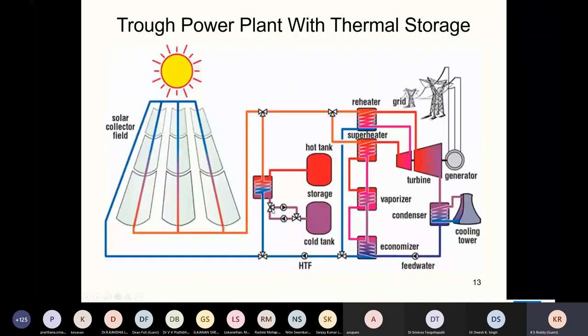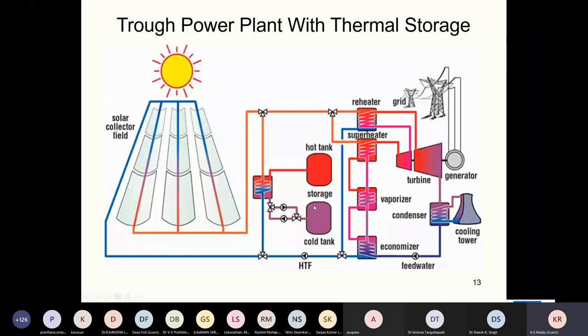Then if you take a typical thermal power plant with storage, there's a parabolic trough collector, but you can integrate with hot and cold tanks. During the daytime it heats up the hot tank, and during night time it reverses the flow. So the cycle is also reversed, so that it can be operated in the night time. And if additional energy is required, we can even go with the auxiliary system.